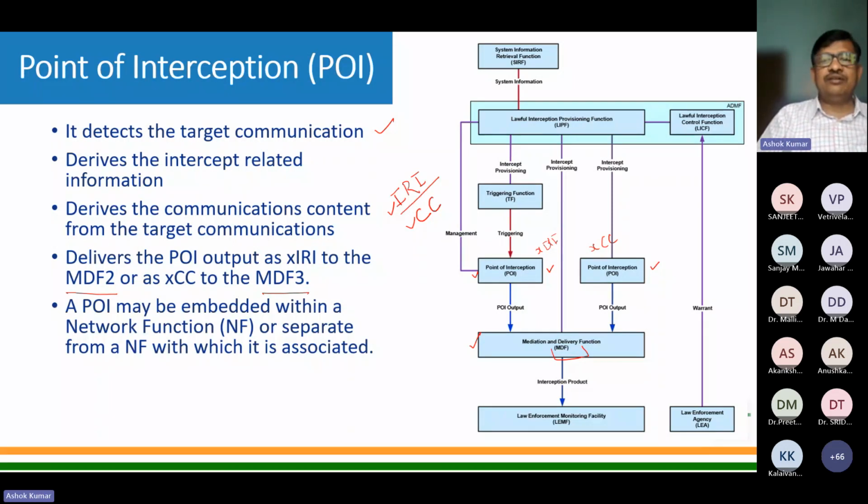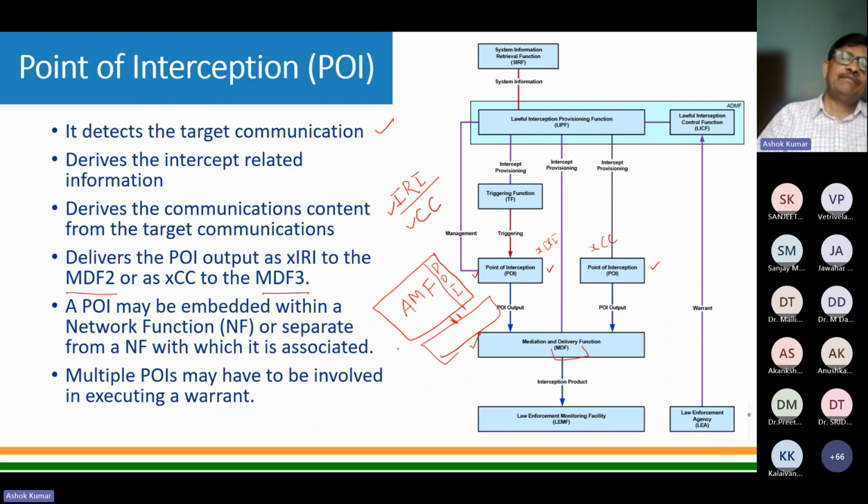So as I said, that point of interception is nothing but the normal network function in 5G, for example, AMF. So generally the capability of point of interception will be built inside this itself. So this will also act as a POI. All the features related to POI will be present, or I can have a separate POI, but it will be connected here. So both possibilities exist.